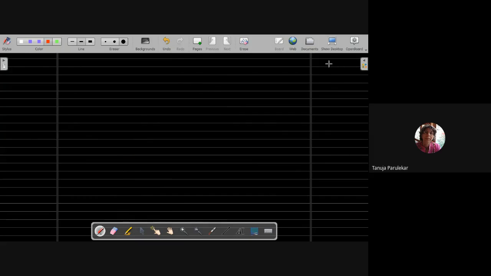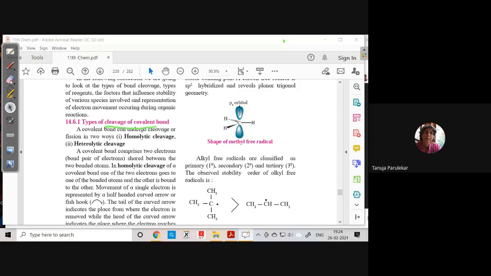Okay, so the electronegativities must be equal for you to get this type of homolytic fission. Or when you are carrying out this reaction in presence of sunlight or light, because there are photolytic reactions.